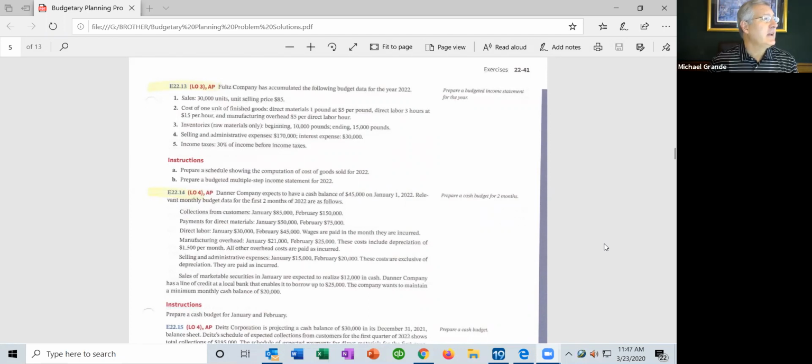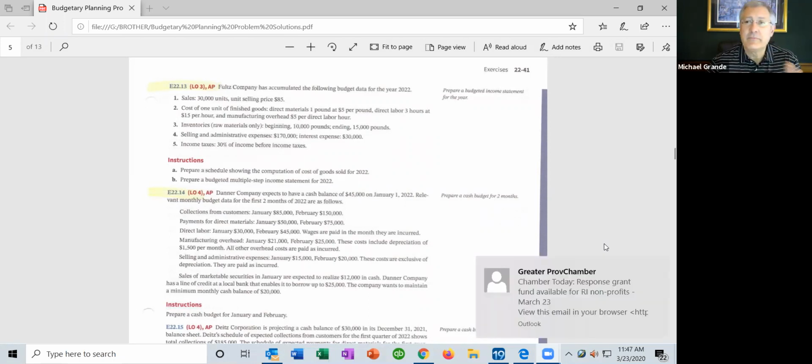Item 3, inventories. Raw materials only, beginning 10,000 pounds, ending 15,000 pounds. That's irrelevant information. You're going to see we don't need to know that at all. Item 4, selling and administrative expense, $170,000. Interest expense, $30,000. Income taxes, 30% of income before income taxes.